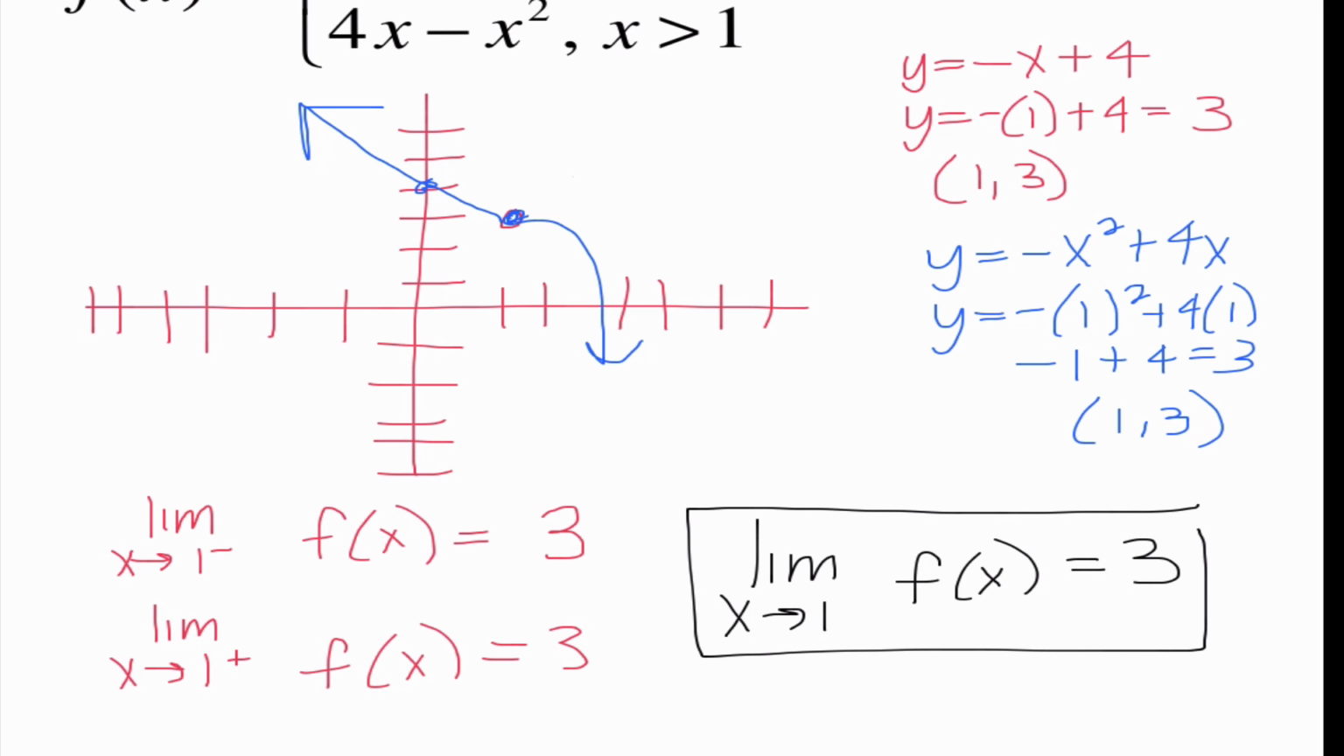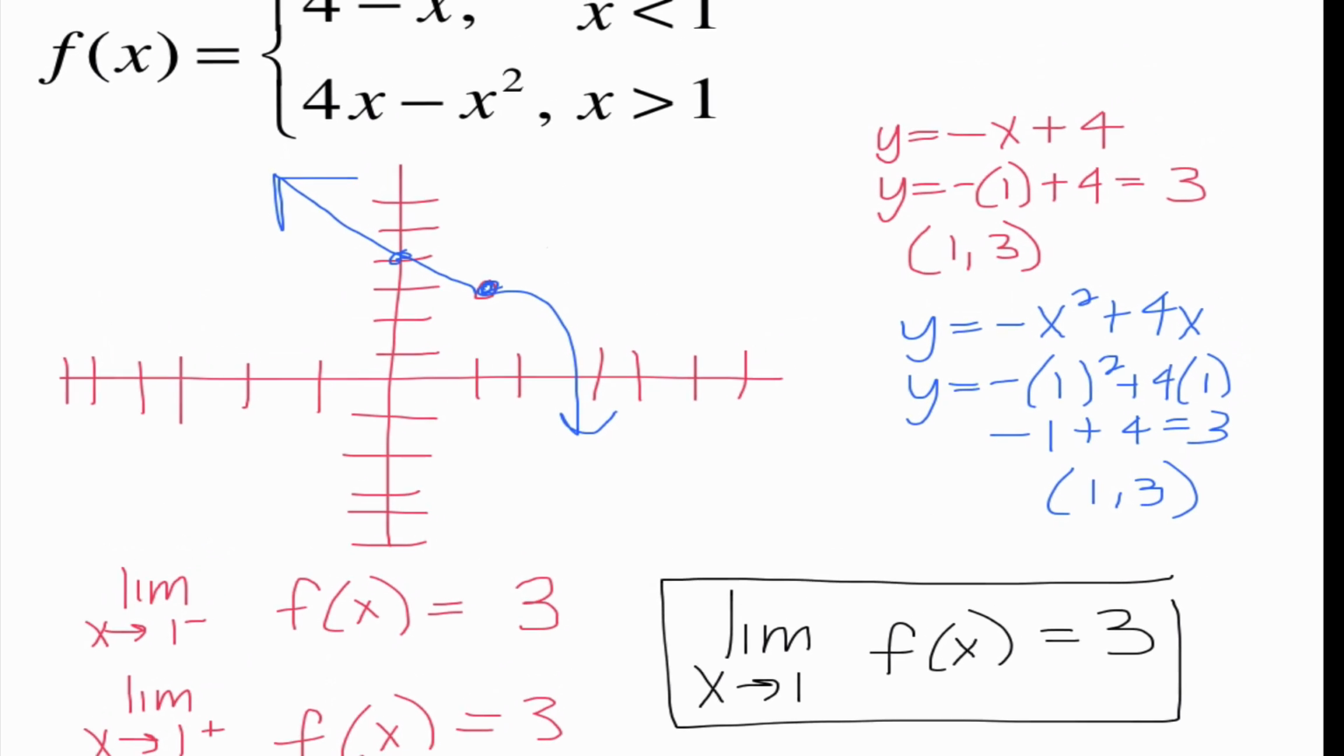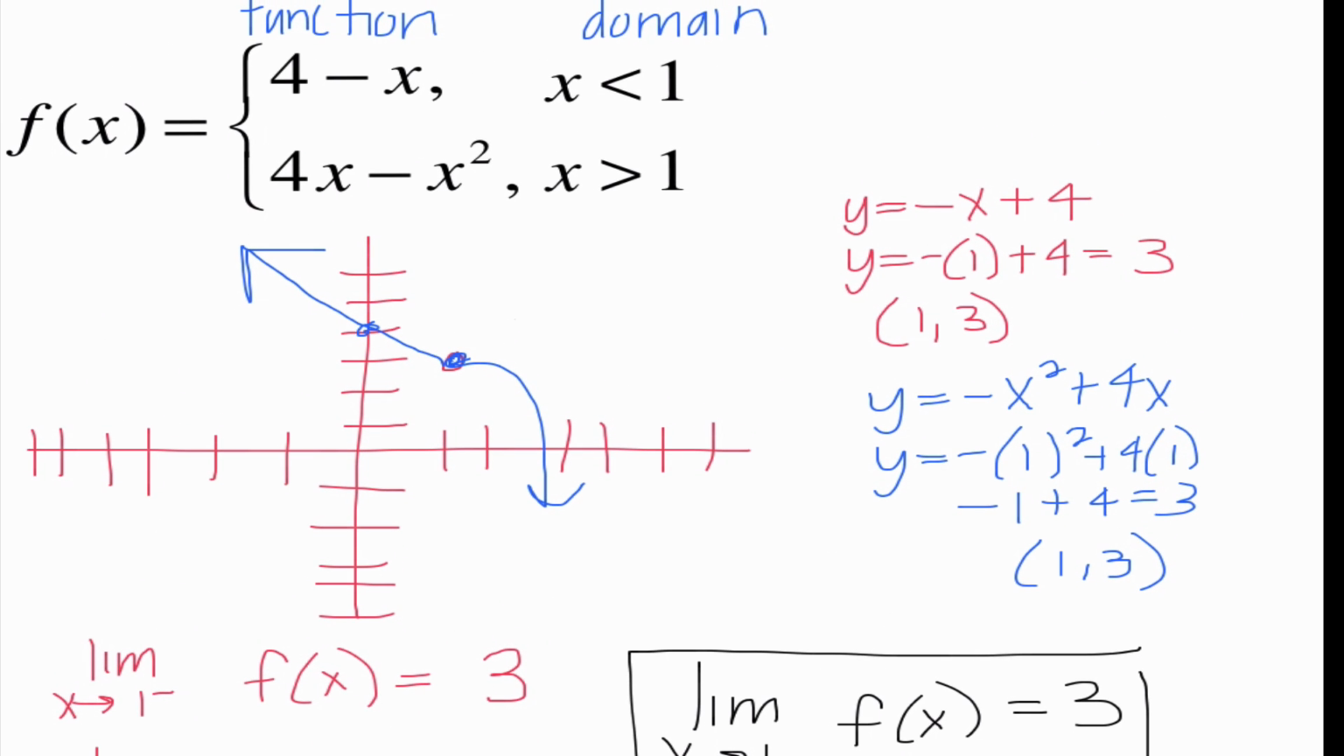Now, I went ahead and graphed out this entire piecewise function, but we actually did not need to do that. We could have just looked on both sides here and substituted 1 into both equations and seen that it was going to 3. So either way would give us the same exact answer there.